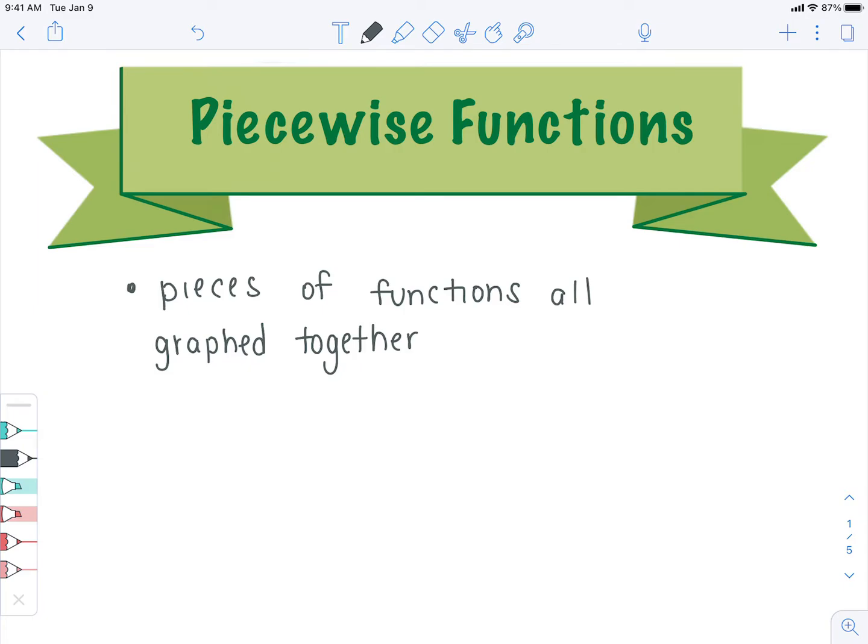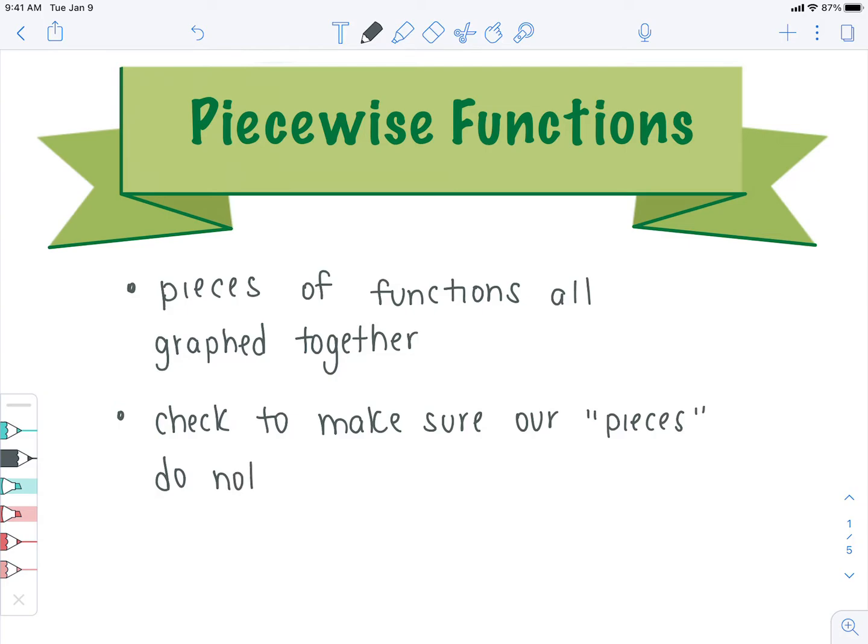So we're always going to check to make sure our pieces do not overlap. If they're overlapping, then they're not a function.